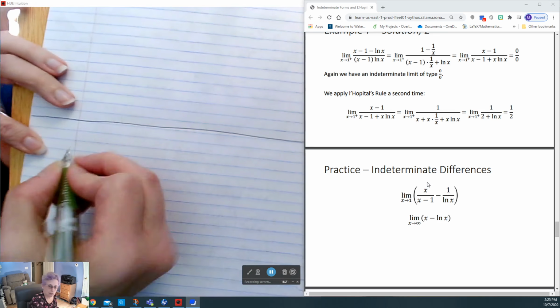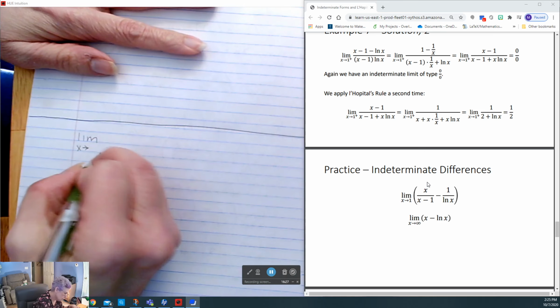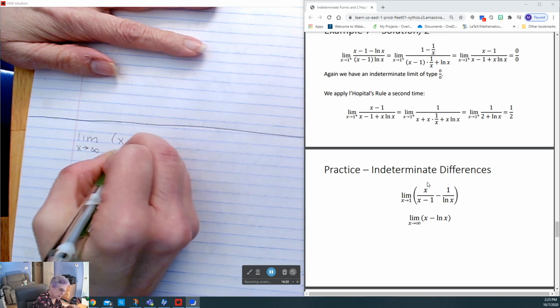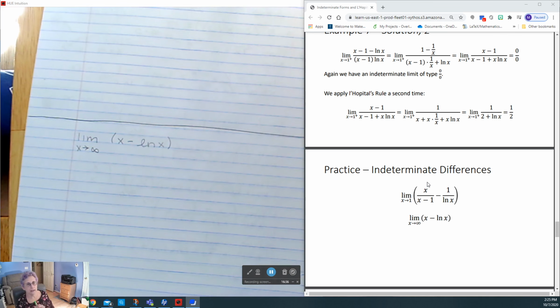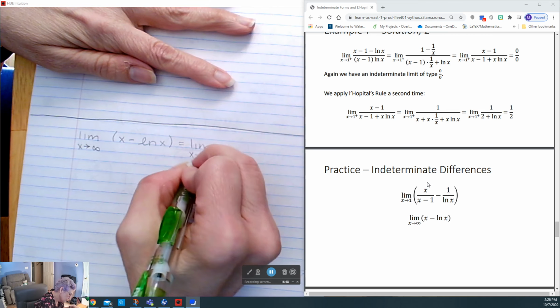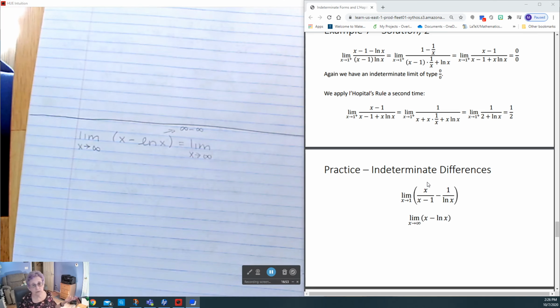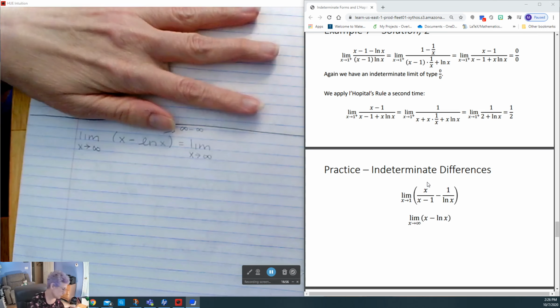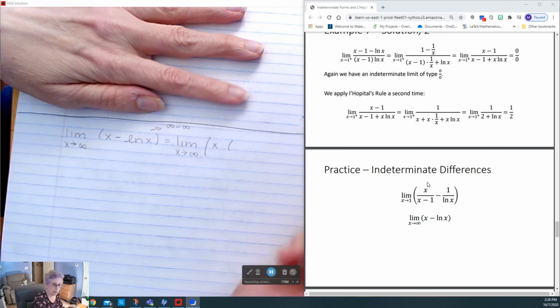Let's look at the limit as x approaches infinity, x minus the natural log of x. And I'm going to do this one because it's not something that you would just think of doing. We're going to rewrite this. Well, first thing you do is you try to plug it in, you get infinity minus infinity as x approaches infinity. Yuck. So, we're going to factor out an x.